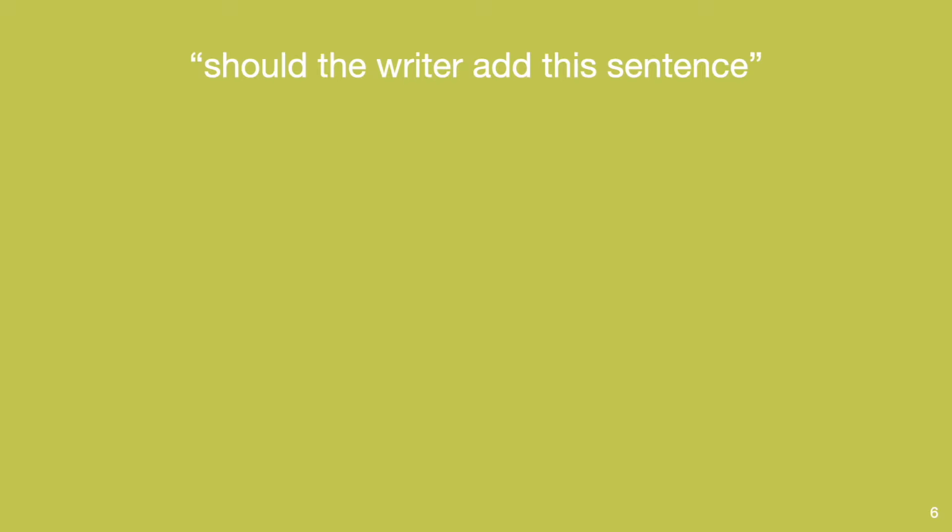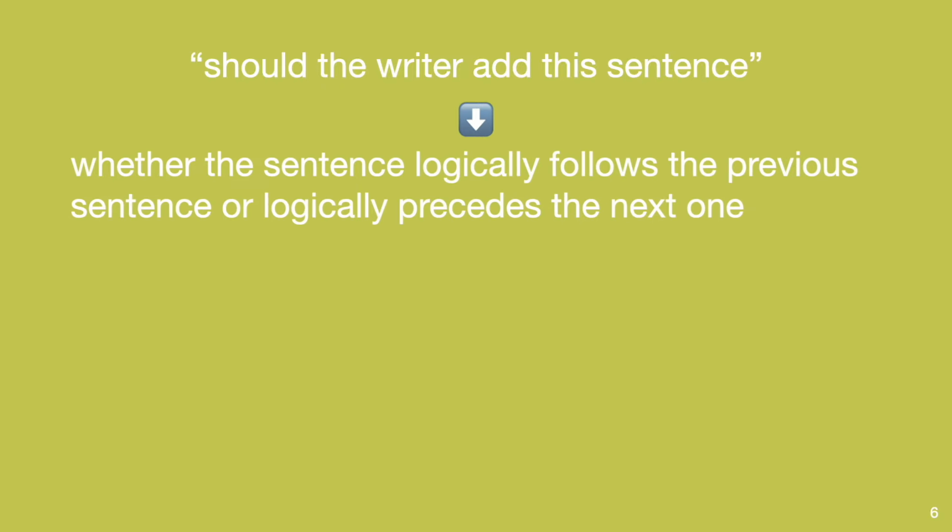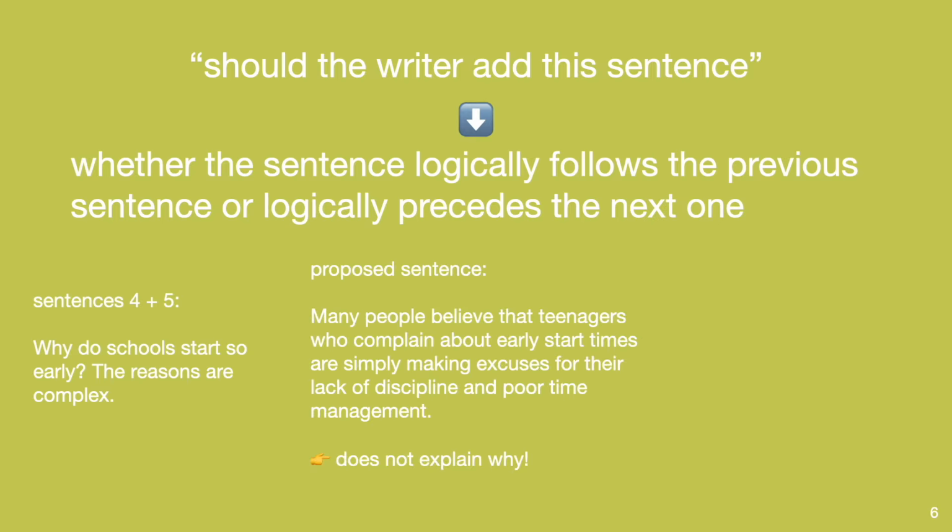When we encounter a "should the writer add this sentence" question, the first thing to consider is whether the sentence logically follows the previous sentence or logically precedes the next one. Sentences 4 and 5 say, why do schools start so early? The reasons are complex. So I would expect that what follows sentence 5 to be a reason for early start times. The proposed sentence: many people believe that teenagers who complain about early start times are simply making excuses for their lack of discipline and poor time management.